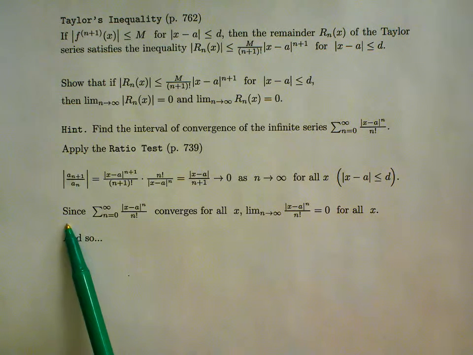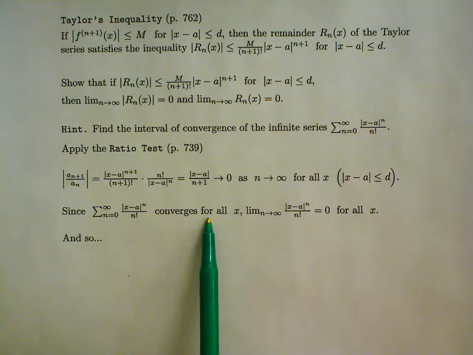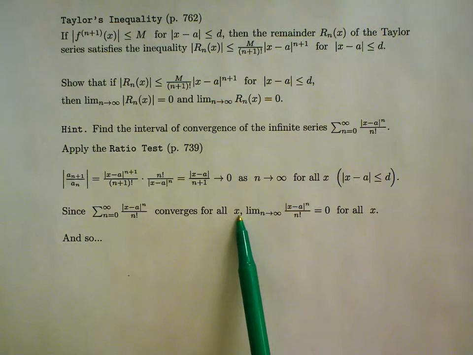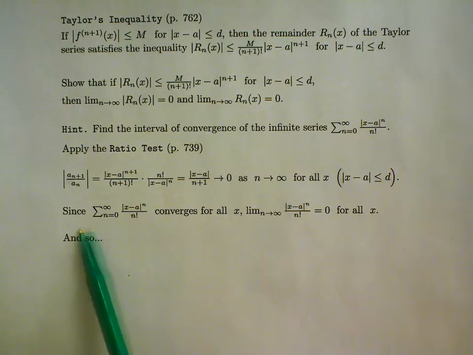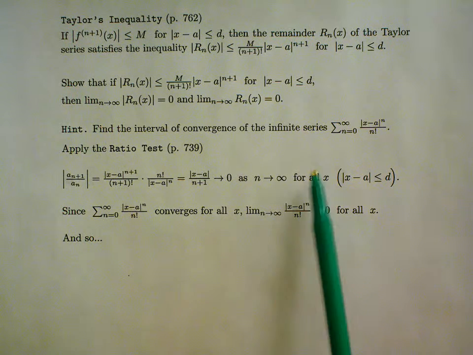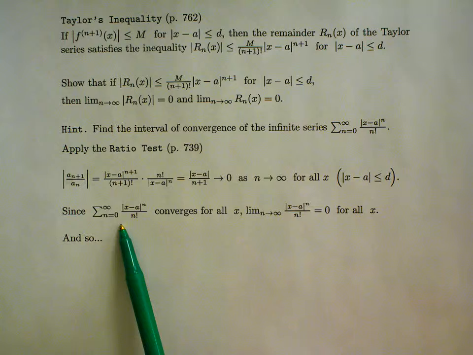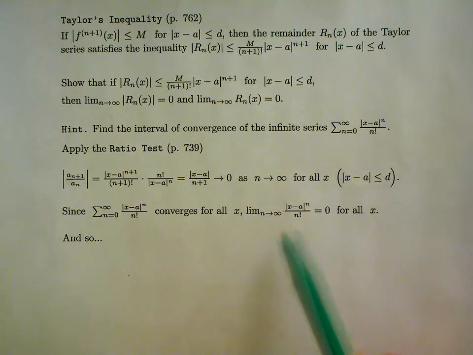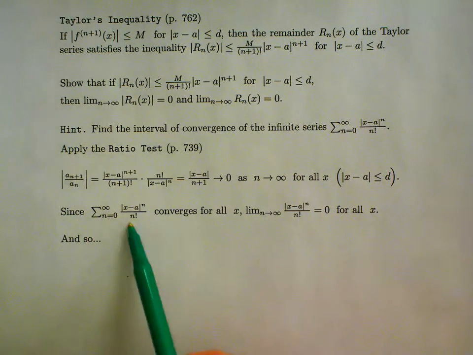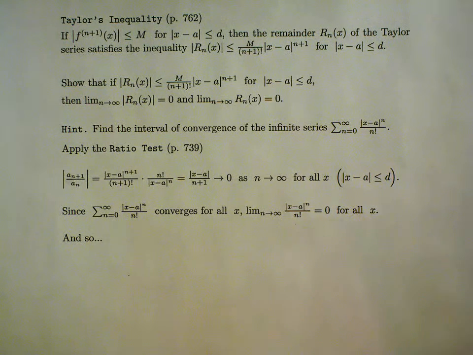Okay, so we have a theorem that says if an infinite series converges, then the limit of the sequence is equal to 0. So since we've shown up here that this infinite series where the terms are x minus a to the n over n factorial converges for all x by the ratio test, then we have a theorem that says the limit of the sequence, the absolute value of x minus a to the n over n factorial, goes to 0.